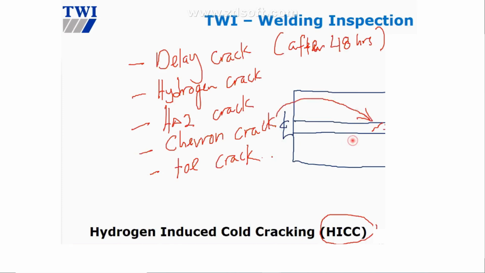That's why they call it HAZ crack, or maybe it's at the toe, so they call it toe crack. It depends on the location. Does it occur at the center line of the weld? Never. The theory says it never occurs at the center line. It's always chevron, 45 degrees, or maybe transverse. It's possible to have a transverse crack like this. They call it chevron, 45 degrees or V shape.